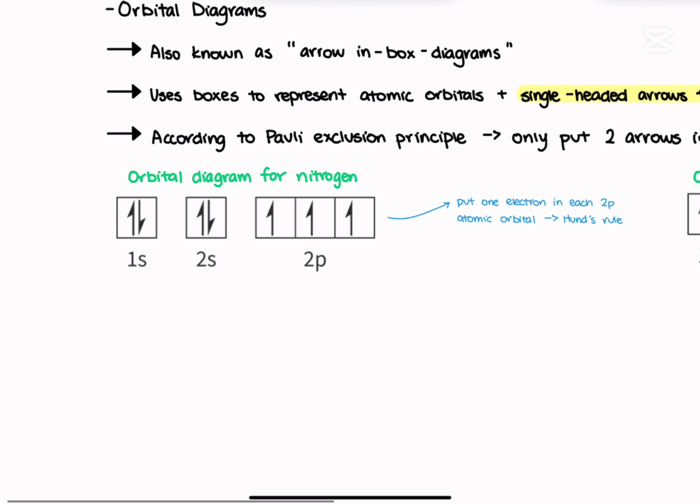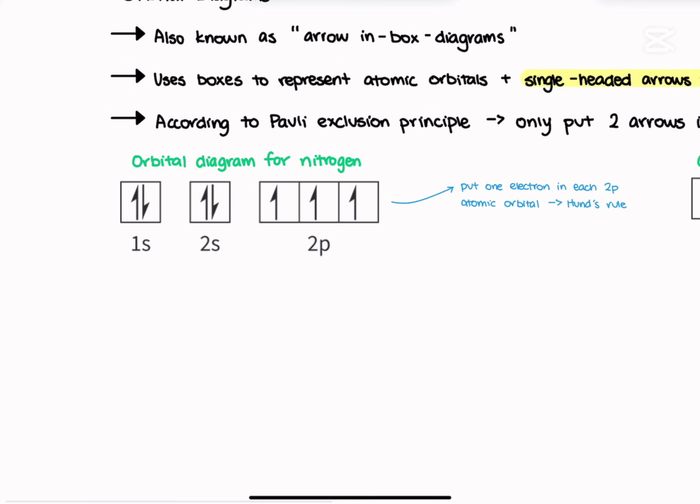So if we take a look at the orbital diagram for nitrogen, you can see that we have 7 electrons in total because nitrogen has the atomic number of 7, and we have the 1s and 2s orbitals filled with 2 single-headed arrows facing in opposite directions. And as you can see in the 2p orbital, we have 1 arrow in each of the p orbitals, and they are all facing the same direction, and we only put 1 in each of these orbitals because of Hund's rule, which tells us that all of the orbitals must be filled before we can put another one in.